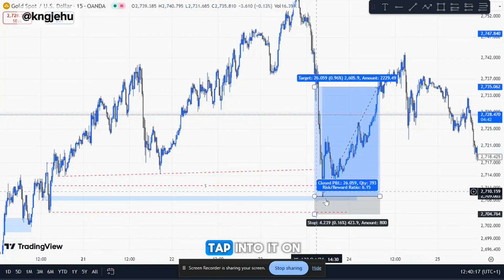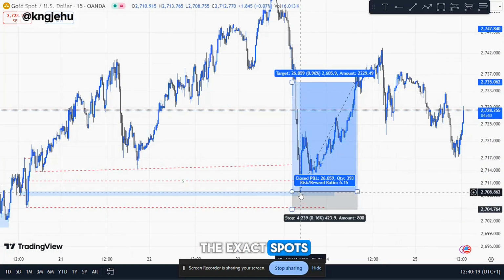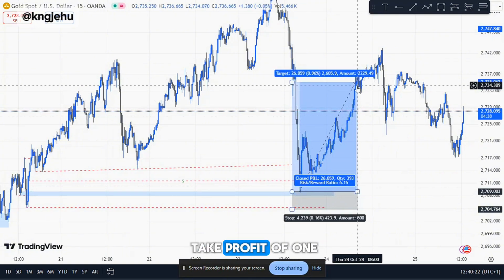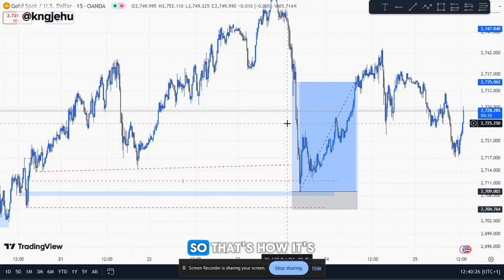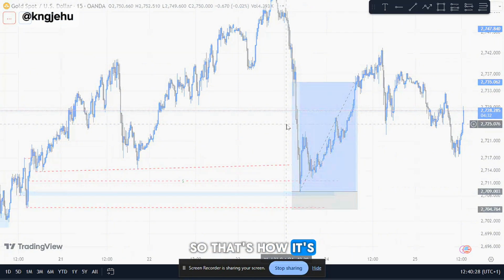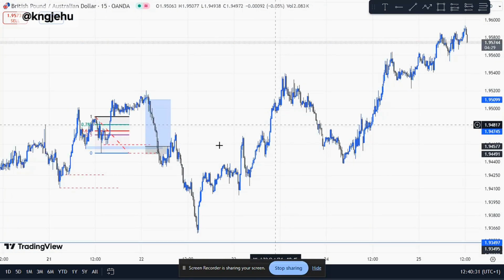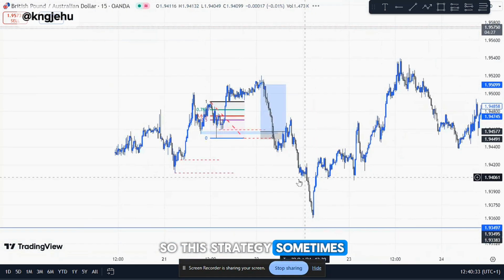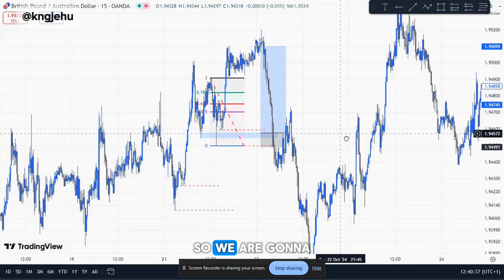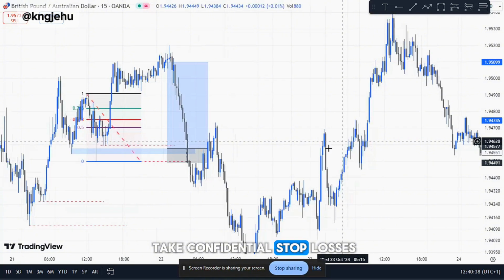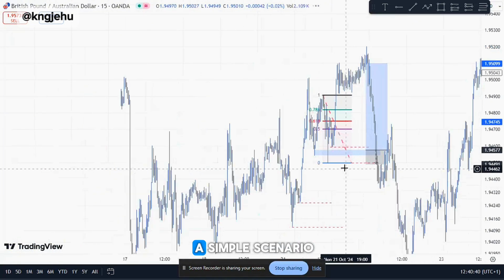But the next time price tapped into it on the exact spot, this reversed and hit take profit of 1 ratio 6. So that's how it's gonna be. And so this strategy sometimes doesn't work, so nothing is 100% in the market. Some people are going to say you only show take profit, you don't show stop losses. All right, now this is a simple scenario.